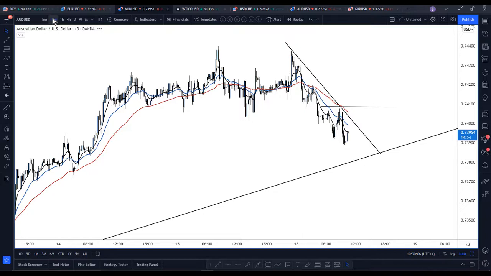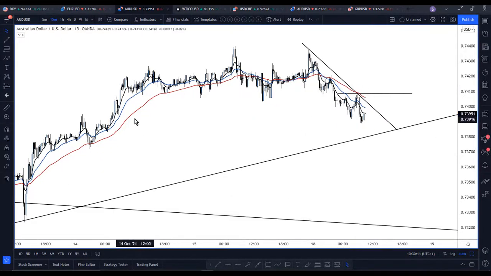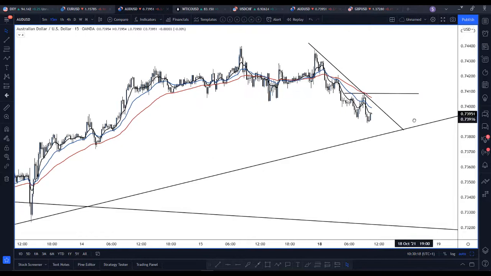Computer is being very slow today. So you can see those moving averages there, look, are in a bearish order. This is bullish: 8 above the 20, 20 above the 50, but then they are the other way around at the moment as price moves down.